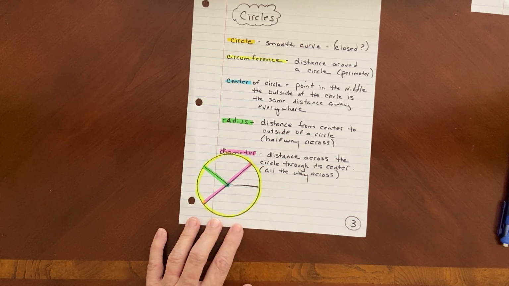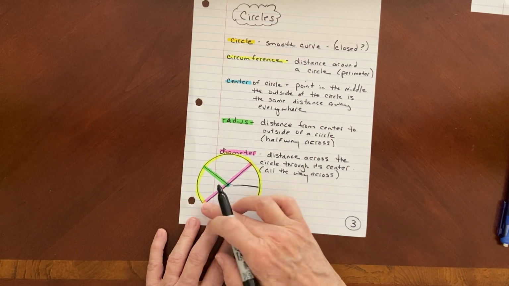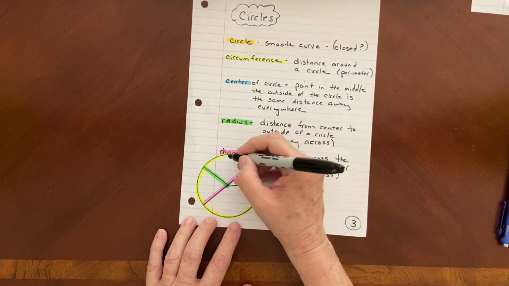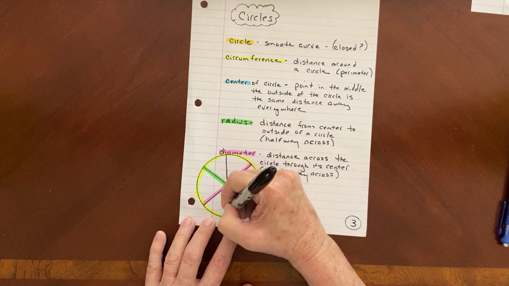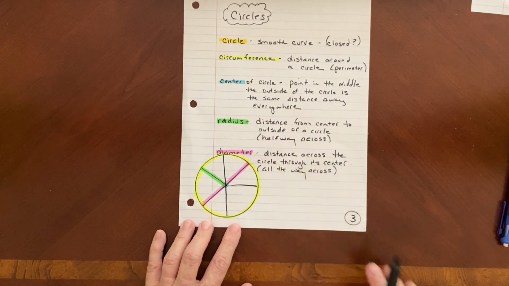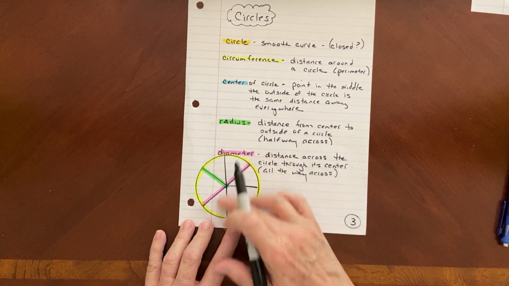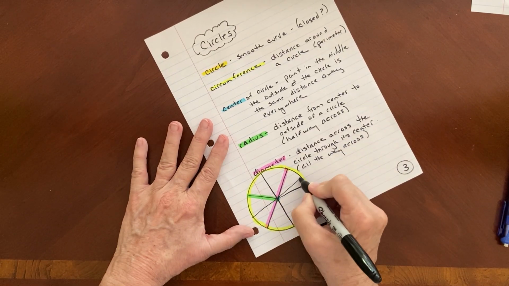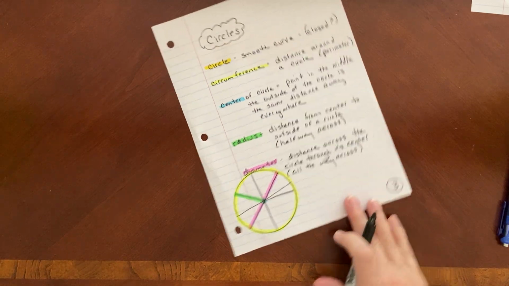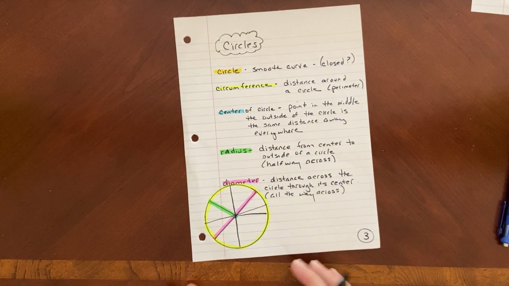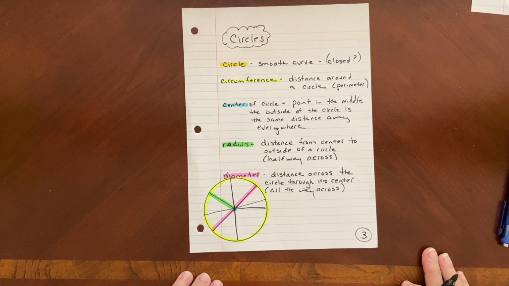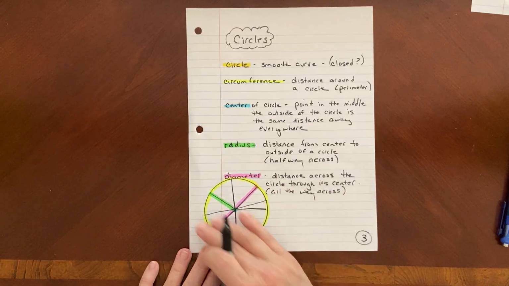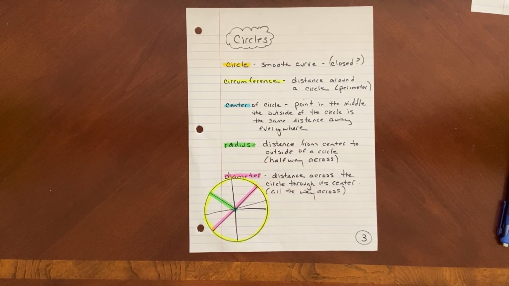Diameter is the distance all the way across the circle. So that pink line is the diameter. This line right here, as long as it goes through the center, that's the same measurement. So that's also the diameter. This is also the diameter. Okay, does that make sense? So the radius is half of the diameter. And we'll talk about how to find those things in another lesson, but they wanted you to know what the names of some of those measurements are.